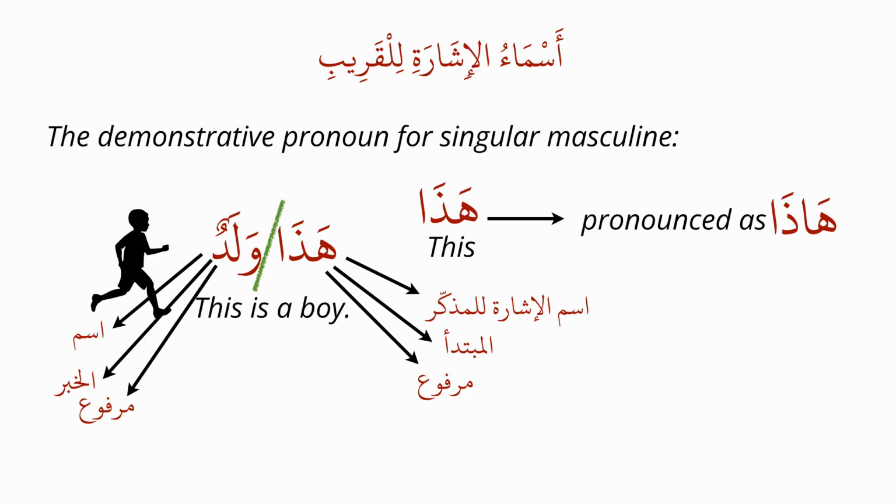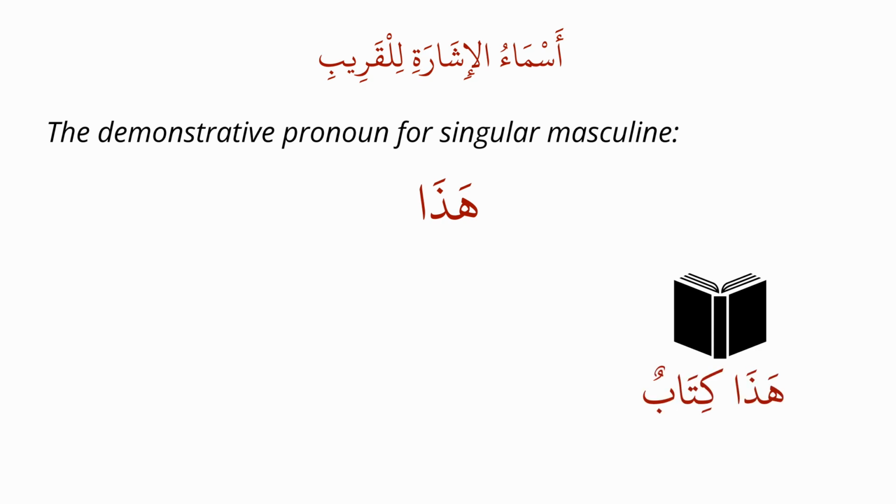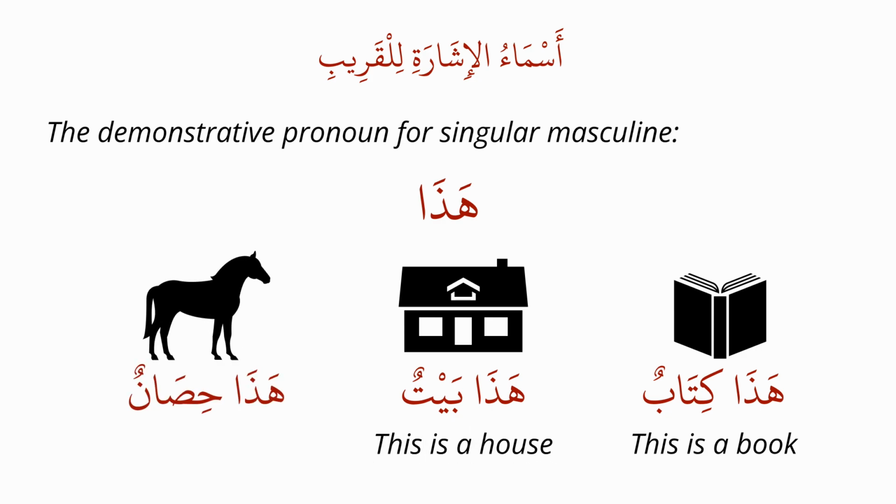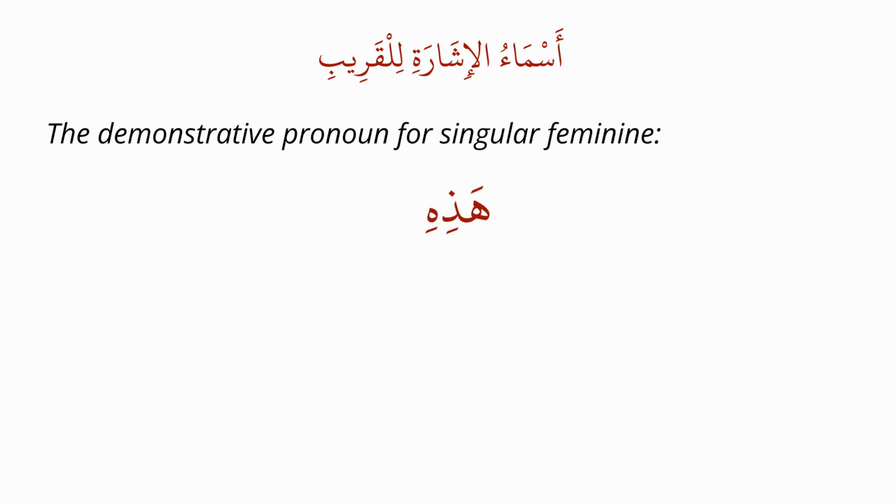Okay, taking some more examples. هذا كتاب, this is a book. هذا بيت, this is a house. هذا حصان, this is a horse. Next, we have the demonstrative pronoun for singular feminine, which is هذه, again written the way you see it on your screen and pronounced as هذه, and it means this, referring to a feminine object.